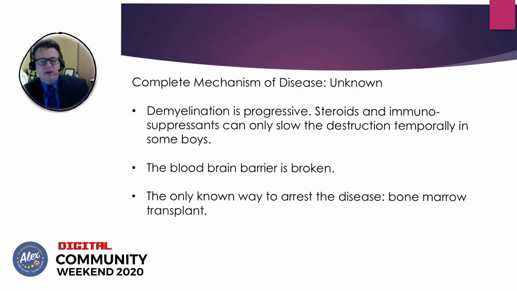We know the blood-brain barrier is broken because I showed you that Garland ring of gadolinium enhancement. That's an indicator of a broken blood-brain barrier. How that contributes to disease is not clear. But we do know the only way to arrest this disease is bone marrow transplantation. And that can be through a donor involving a brother or sister, an unrelated person, and now we have gene therapy.